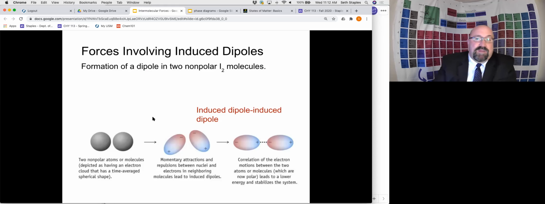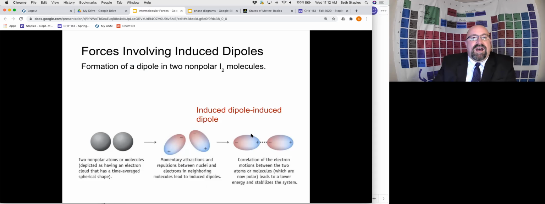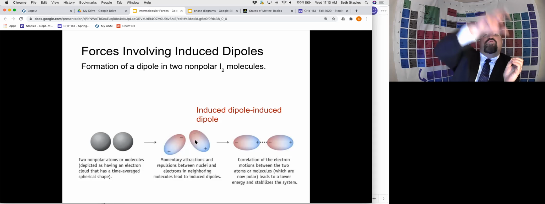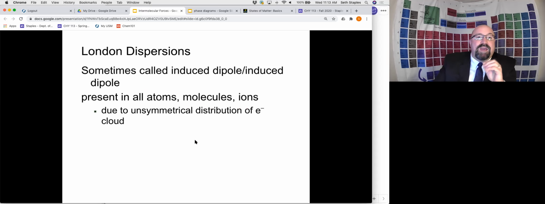And so some of the things that can be factors in forming dipoles. Again, like we talked about, we have a couple of nonpolar atoms or molecules. We get this momentary attraction, and then we induce a dipole in another molecule. And so the formation of a dipole in one molecule creates that dipole in another molecule. A very, very weak dipole, but still a dipole. For that reason, London dispersion forces are sometimes called induced dipole forces.